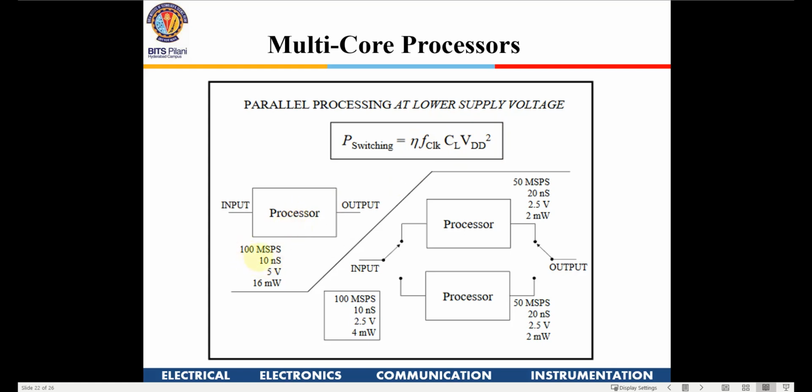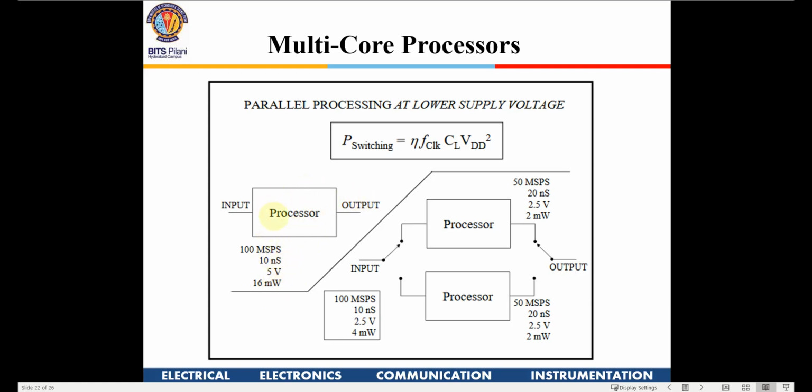Suppose I am operating at 100 Mbps, and the propagation delay of the processor, the time it takes to do the processing once you give an input, is say 10 nanoseconds. 5 volt is the power supply required for this processor, and 16 milliwatt is the power. These are just some random figures I have put here.